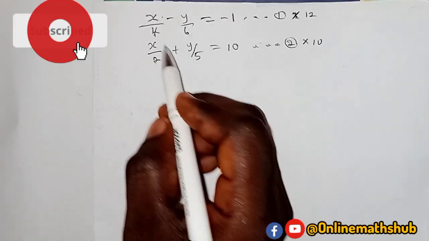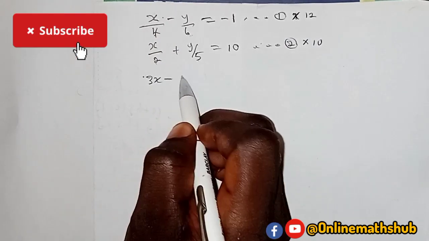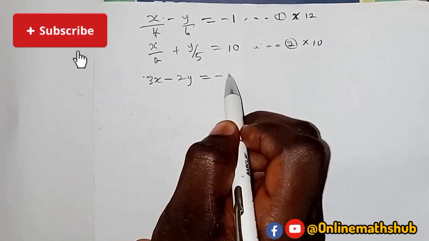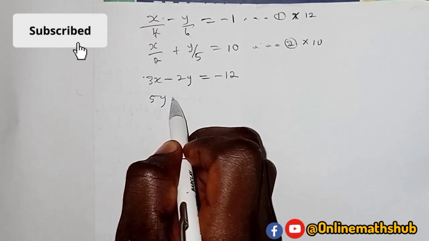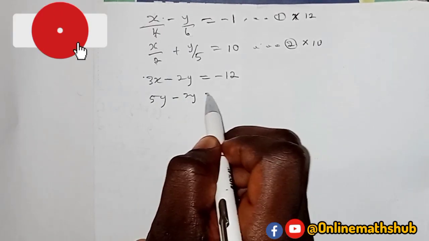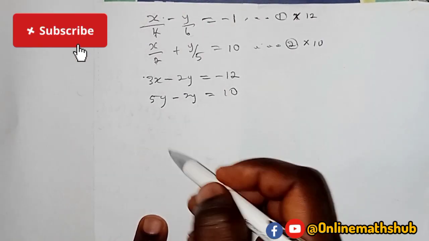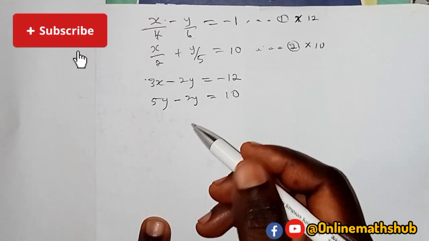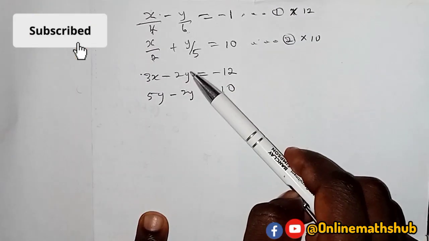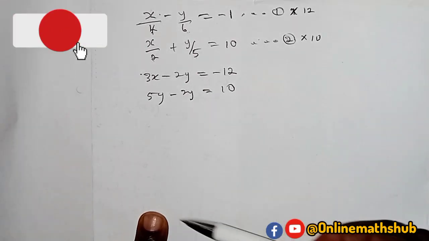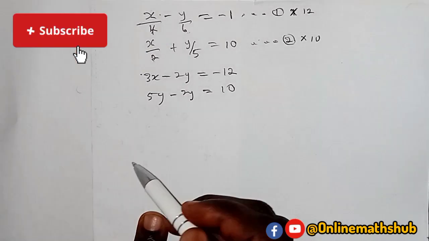So doing that, we're going to be having that 3x minus 2y is equal to minus 12, and then for equation 2 we're going to be having 5x minus 2y is equal to 10. Okay, so you can see we have actually converted all of them to linear equations. And once we are here, you can also see that the coefficient of y in equation 1 is the same as the coefficient of y in equation 2. So we are just going to go ahead to eliminate y.